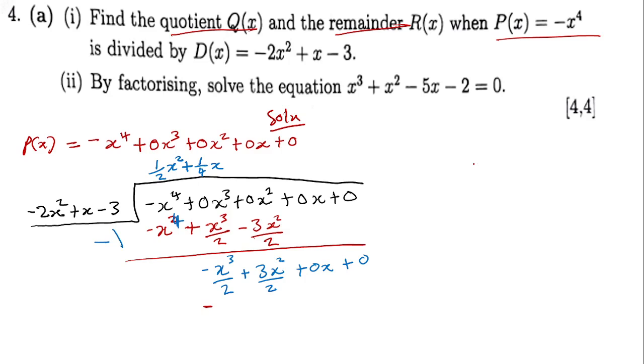Then here you say that times that, automatically it will be a squared. So you're going to have plus this guy times that one, it's giving you something like 1 over 4x squared. Then this times that, it's going to give you negative 3x over 4.